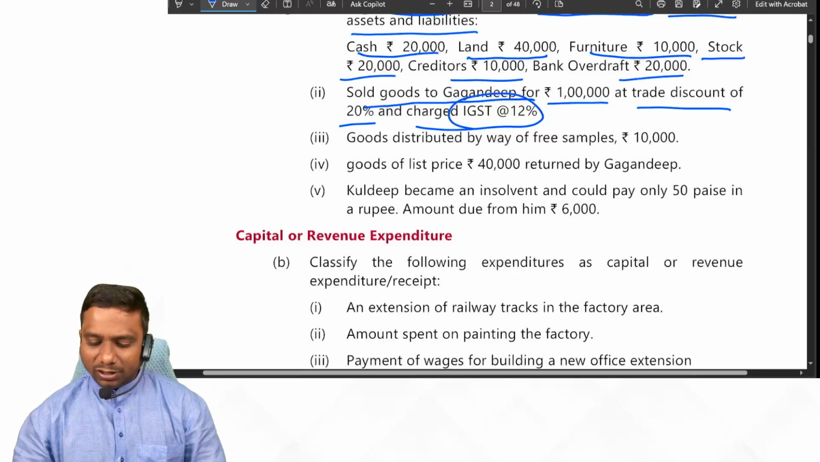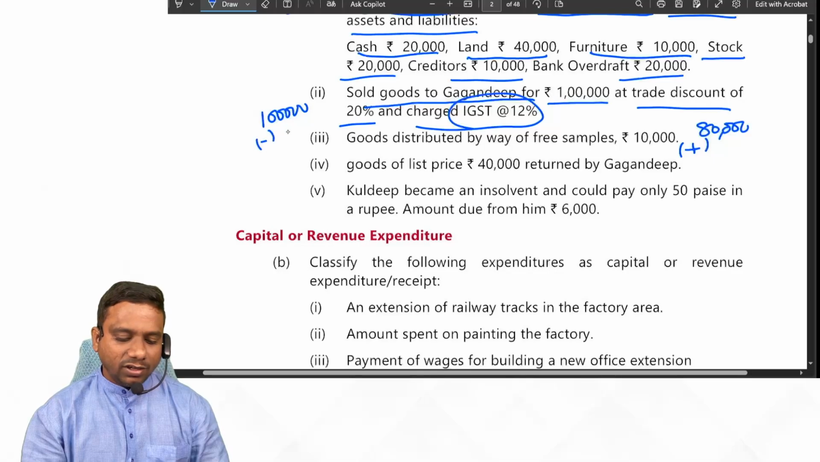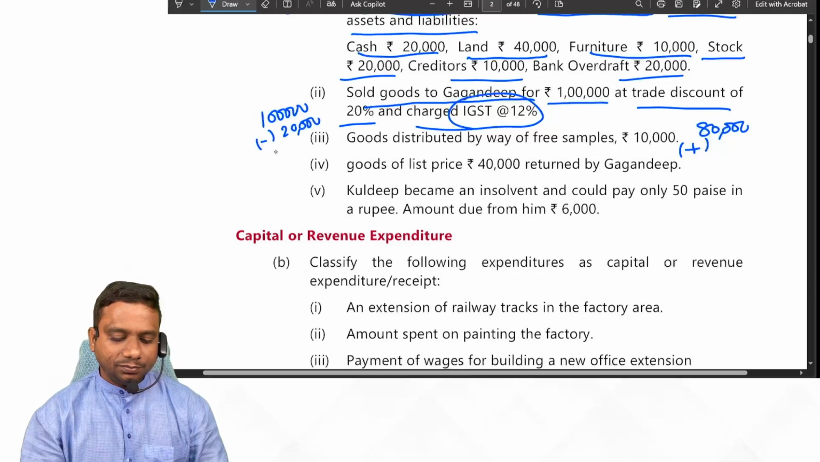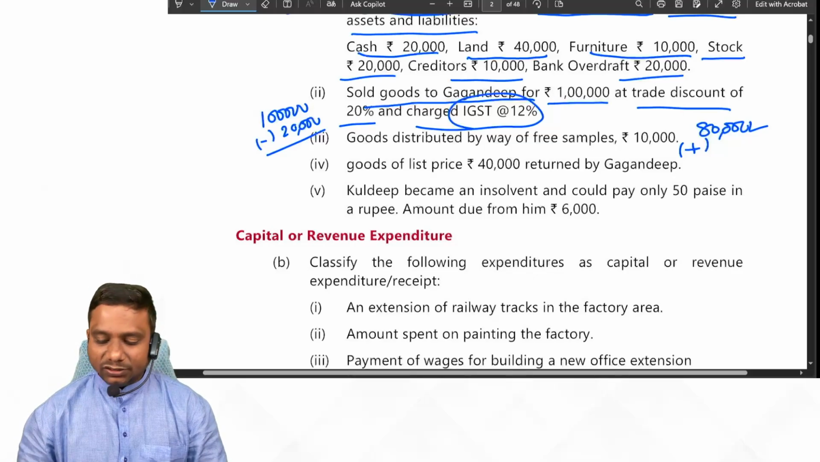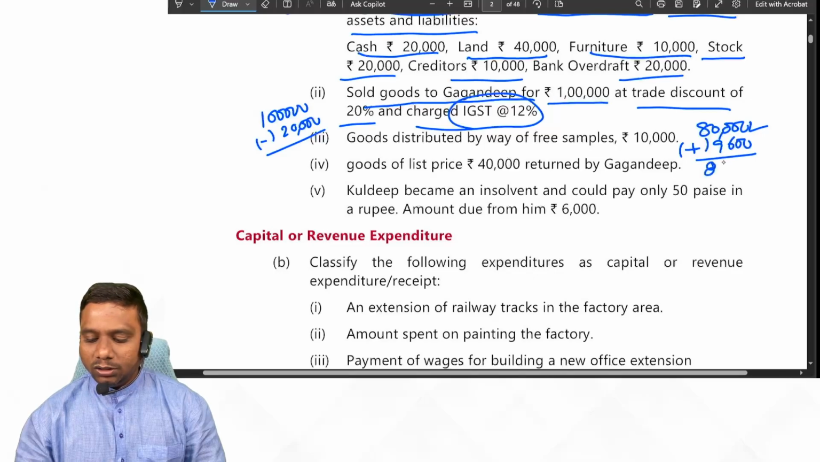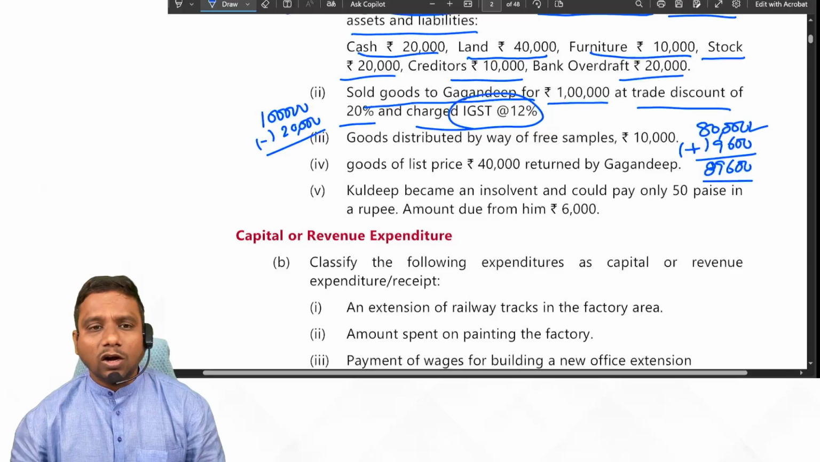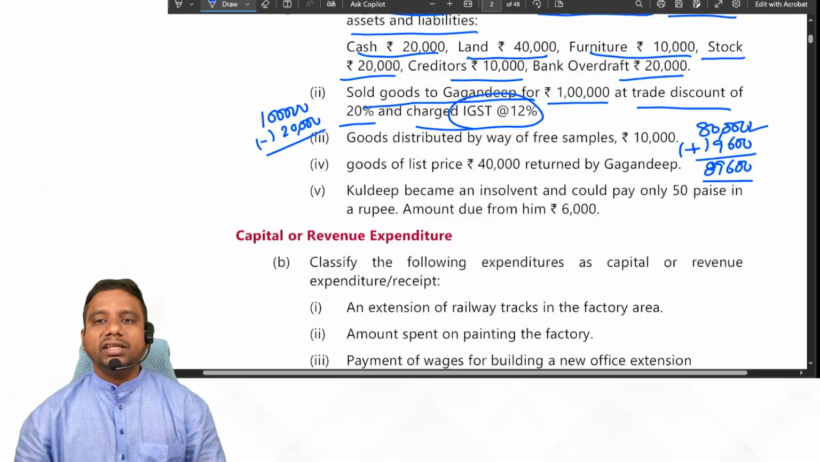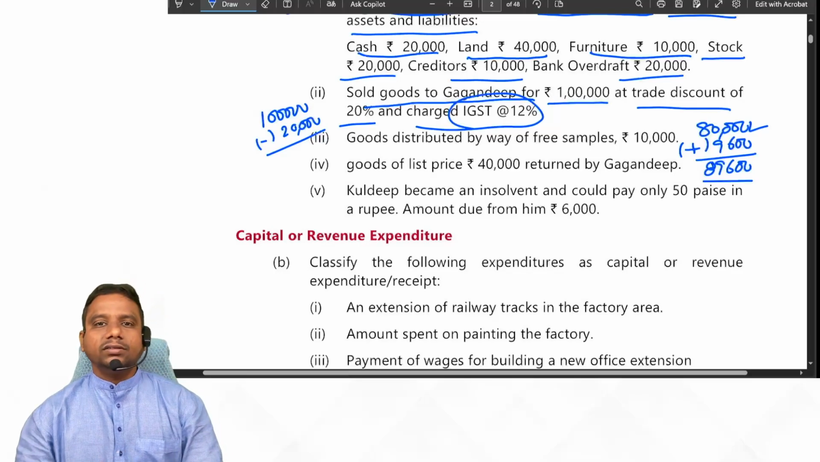That means how does the entry become? Now look at 80,000 plus 12%. First, 1 lakh is the sale value, minus 20%, we get 80,000. Plus, we are charging 12% GST. 12% on 80,000 is nothing but 9,600. So the total amount we collect from Gagandeep is 89,600. Out of that, whatever IGST we are collecting is payable to the government, so it becomes a liability.